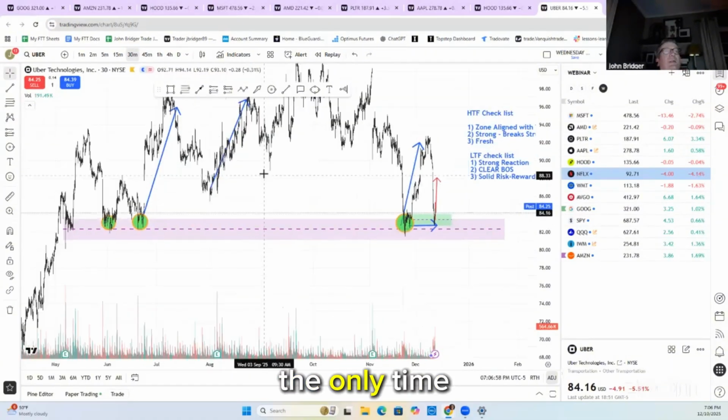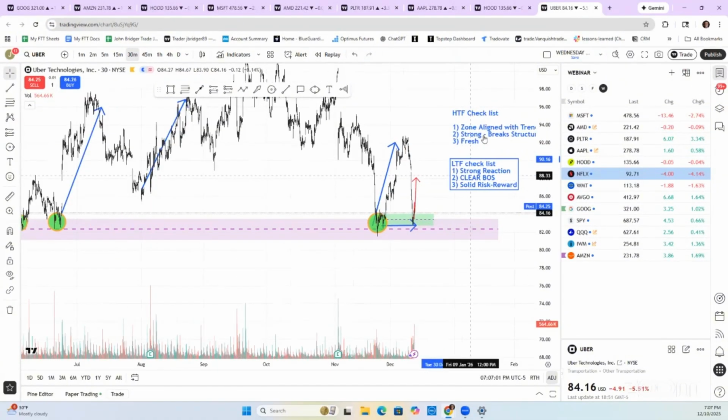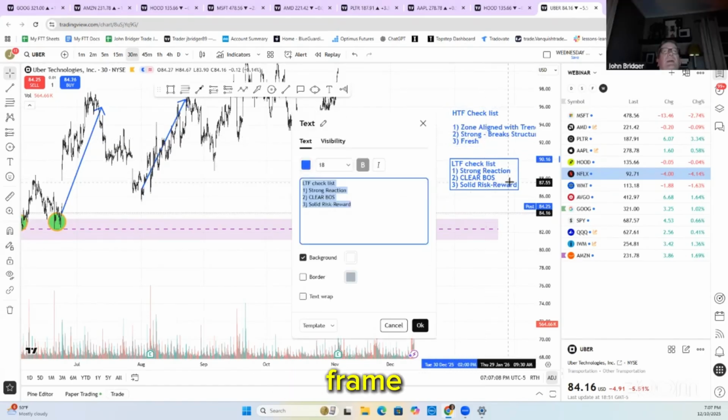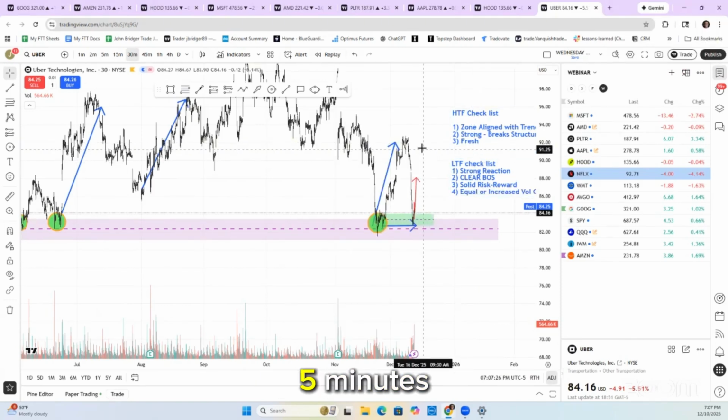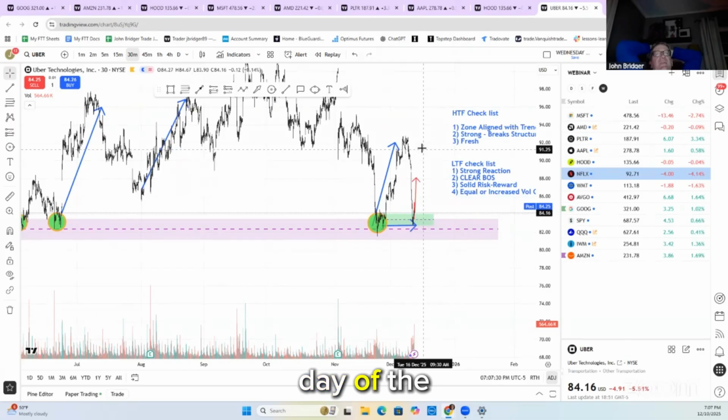Now remember, the only time, go ahead, Dawson. Just equal or increased volume into the zone. Okay, that'd be a lower time frame. Got it, I'll put that in there. Good. And is lower time frame like what would you consider, 2 minutes, 5 minute, 1 minute? That's the actual day of the trade. So think of the day of the trade as when you see the price at market open. What does price do once it opens?